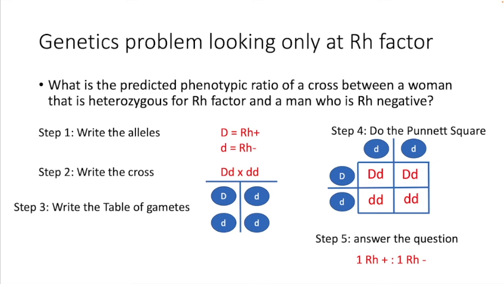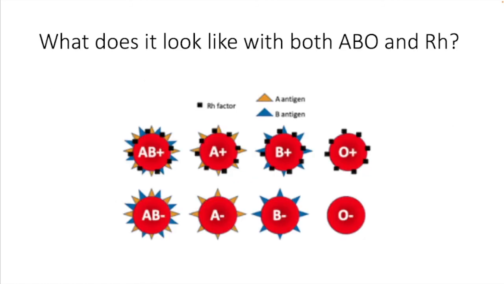But let's bring back that ABO blood group and see what it would look like if you had individuals where you were thinking about both ABO and Rh. Here you see an individual that's AB positive. They have the A antigen, the B antigen, and the Rh factor antigen. If you're A positive, you have the A antigen and the Rh antigen. If you're B positive, you have the B antigen and the Rh antigen.